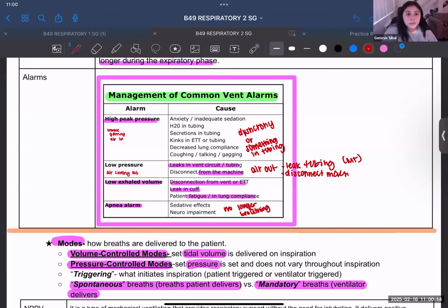Apnea alarm. Well, we all know what an apneic patient is, that means they're not breathing. So there's something going on with the vent if they're no longer breathing. But I feel like that one's pretty obvious because it's apneic. And then low volume, again, it's going to be the same thing. There's a disconnection somewhere because they're low, right? So really all you have to know is high pressure, obstruction, low pressure, disconnection.